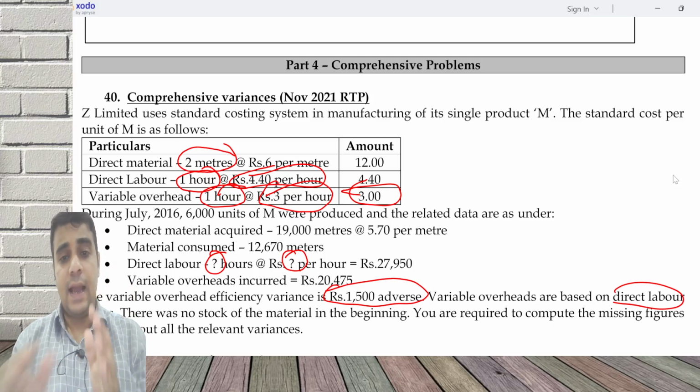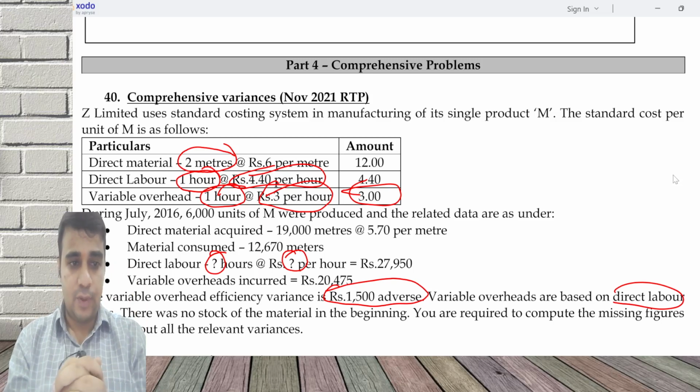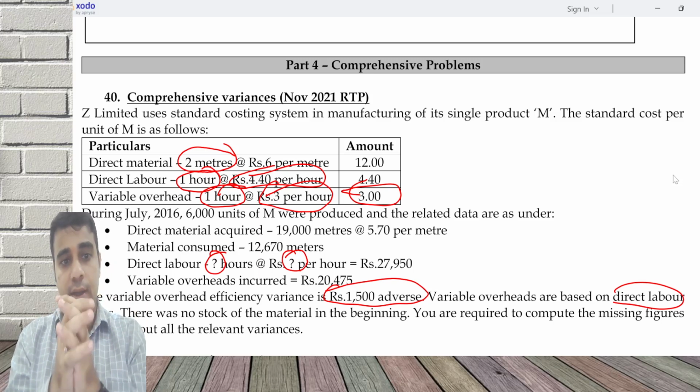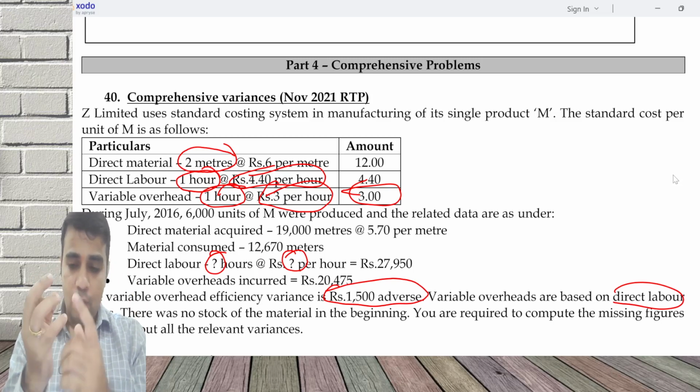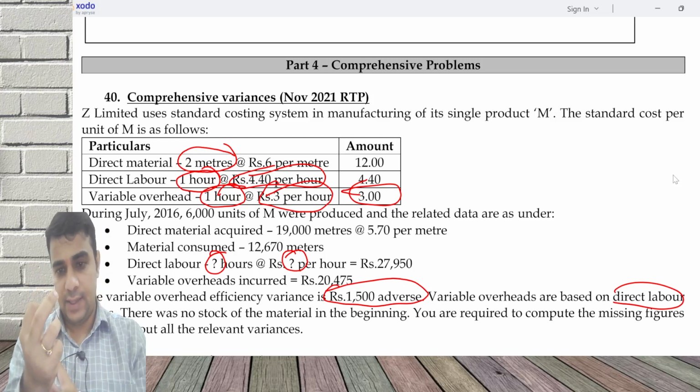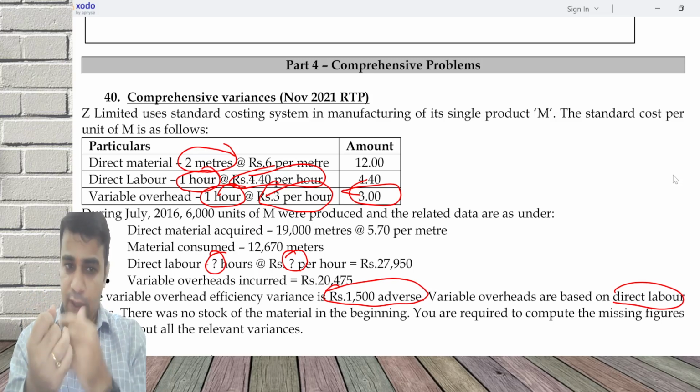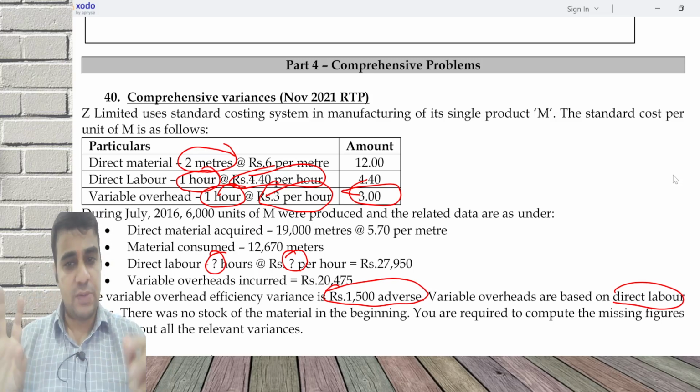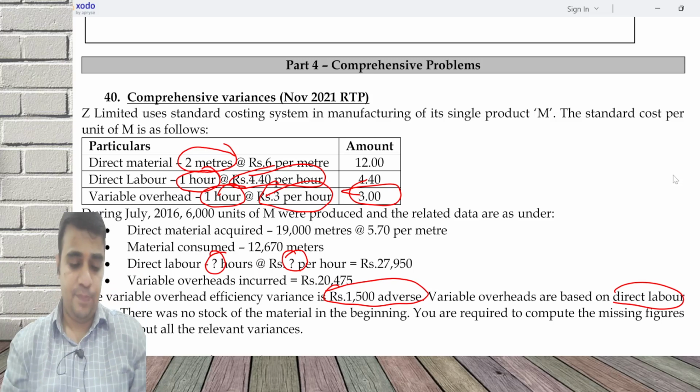Again, I'm repeating, I am not going to do variance calculation. I will focus only on the three computation tables. One computation table for material variance, one computation table for labor variance, one computation table for variable overhead. In that, those two question marks will also get calculated. Let's start.